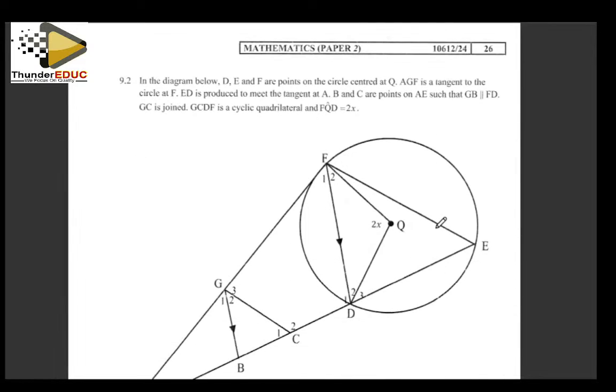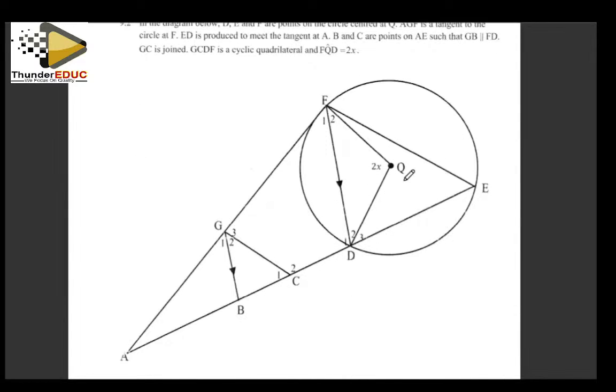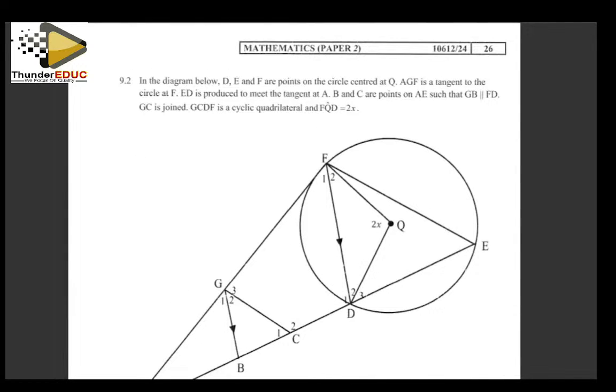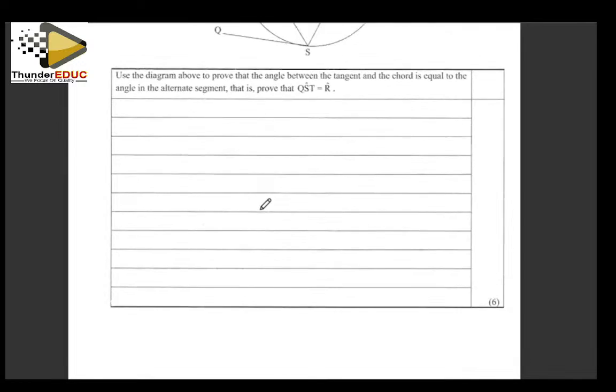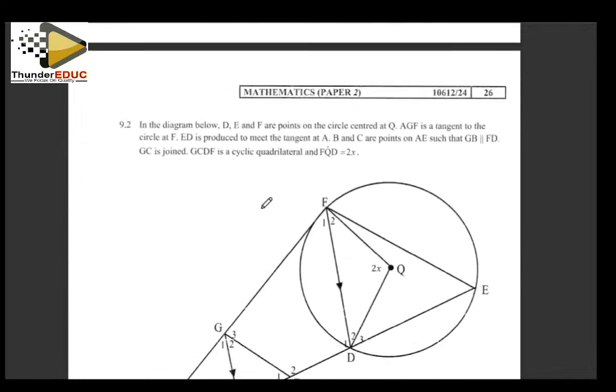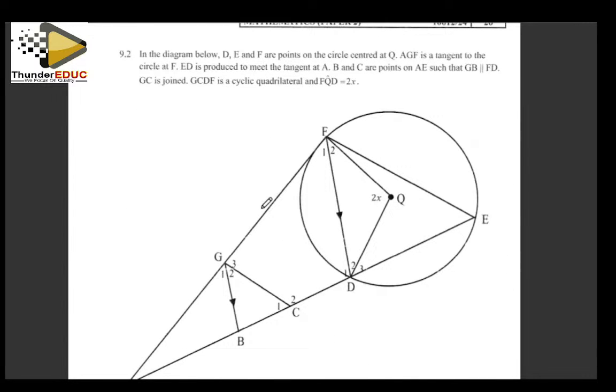Then the next question. They're telling us in 9.2 that in the diagram below, D, E, F are points on the circle, and Q is the center. That line is a tangent to the circle that is produced to meet tangent AB. C are points on AE such that these two lines are parallel, beautiful. GC is joined. And then let's pay attention to this.